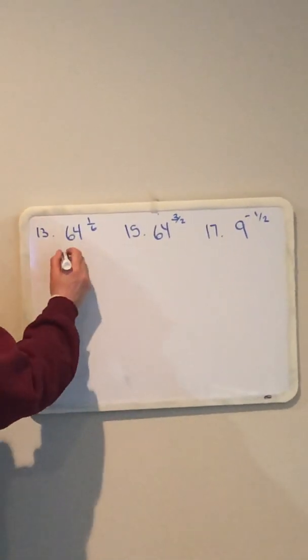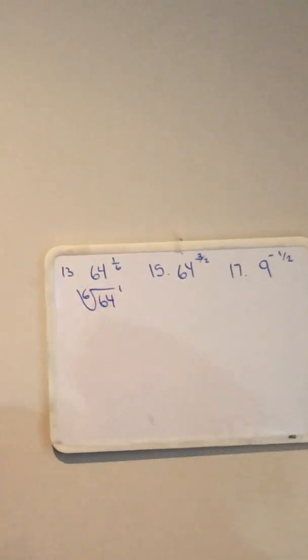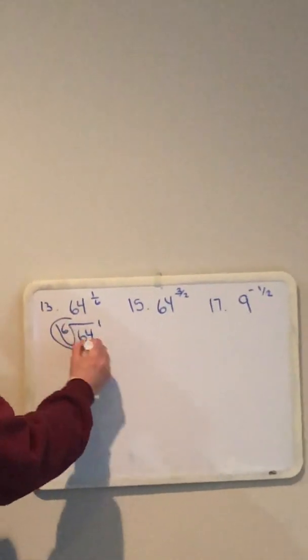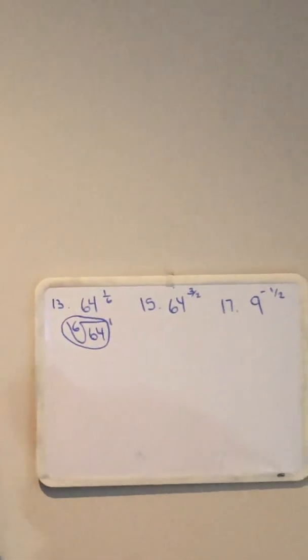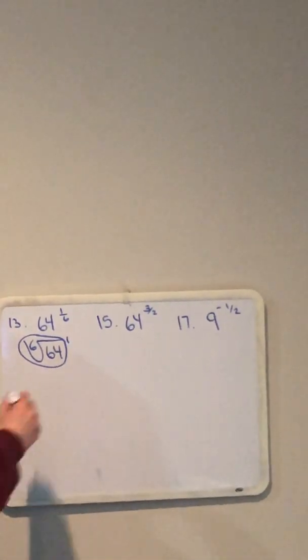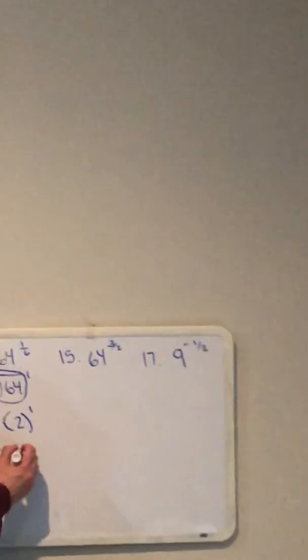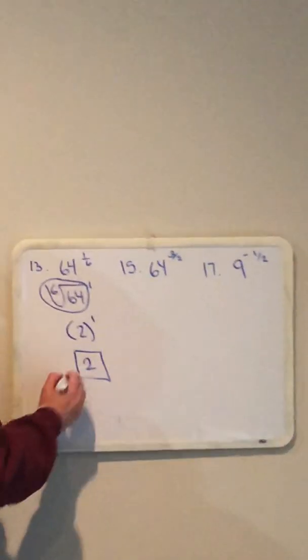64 to the 1/6 means the 6th root of 64 to the first power. Evaluating the root, the 6th root of 64 is 2, because if you multiply 2 6 times to itself, you get 64. So this is now 2 to the first. 2 to the first is 2.